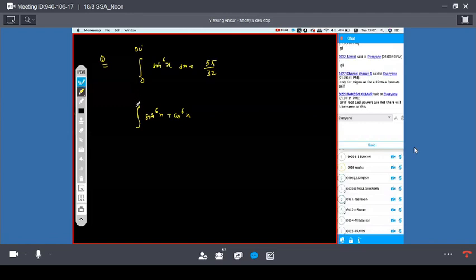Sir, if roots and powers are not there, will it be the same as this? Yes, yes, yes, better, Rakesh. Until and unless it is not satisfying the value, it will be the same. Okay.